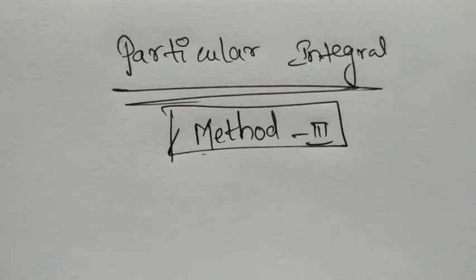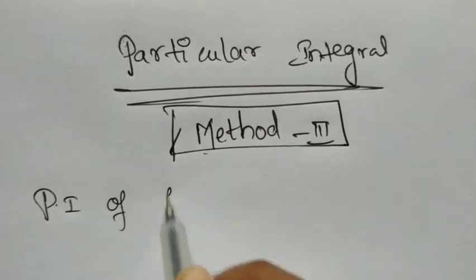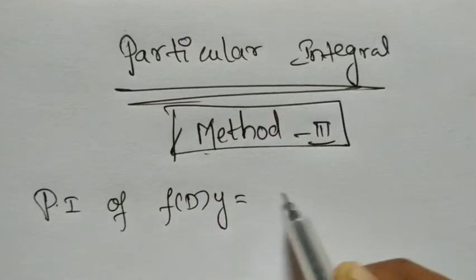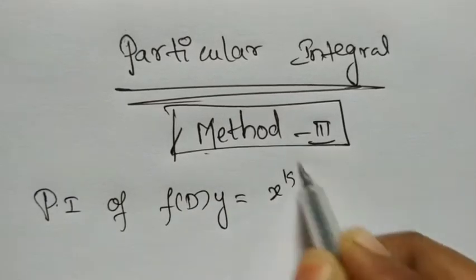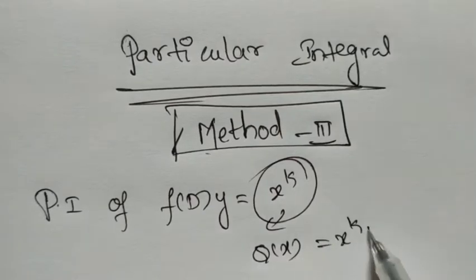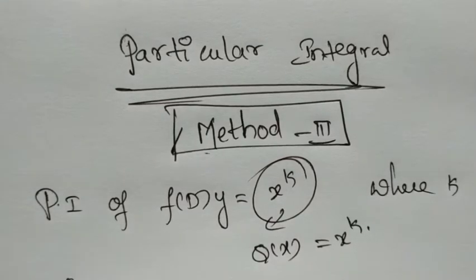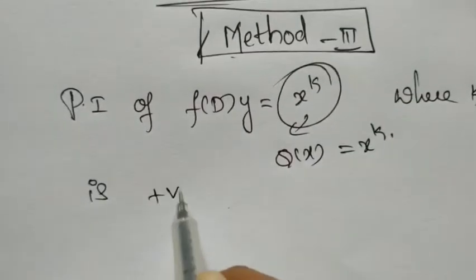Today I am explaining particular integral of method 3. So the particular integral of f(D)y equal to Q(x), where Q(x) is in the form of x power k. Here k is a positive integer.